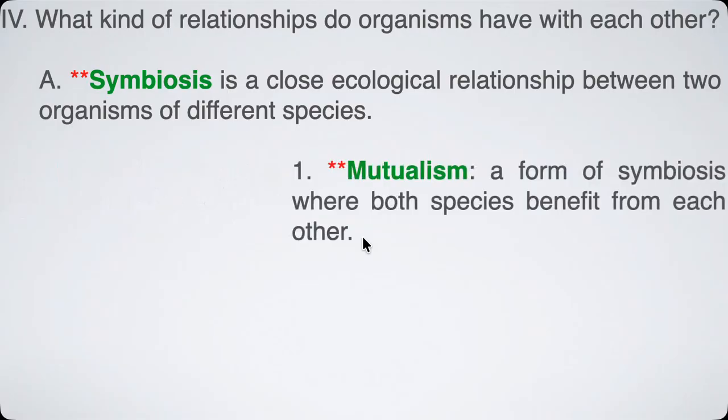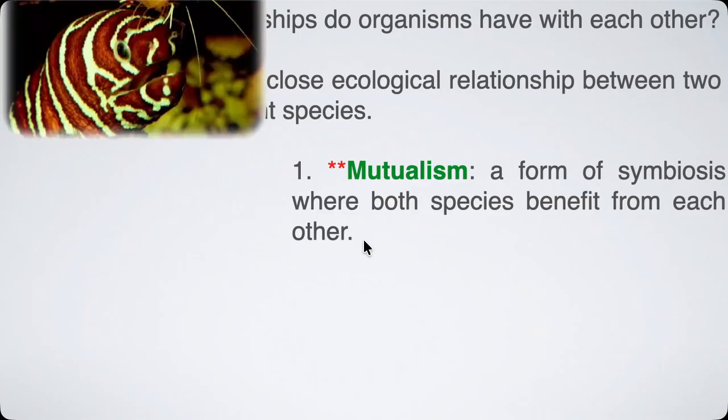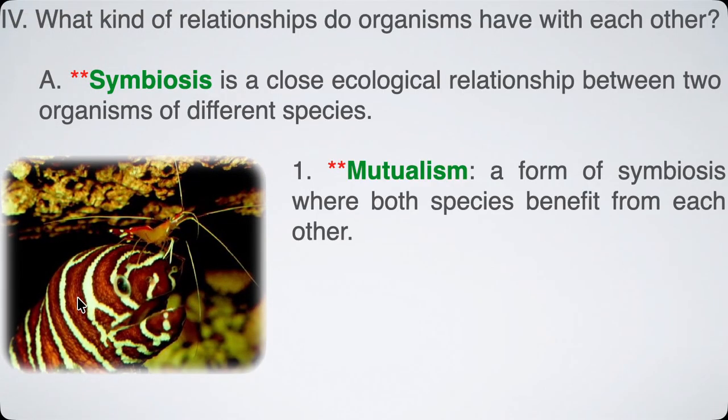So the first kind is a mutual benefit. It's called mutualism, and it's where both of the species are going to get something out of their relationship. Here we have a nice little picture of an eel and a shrimp. They have this mutualistic relationship.